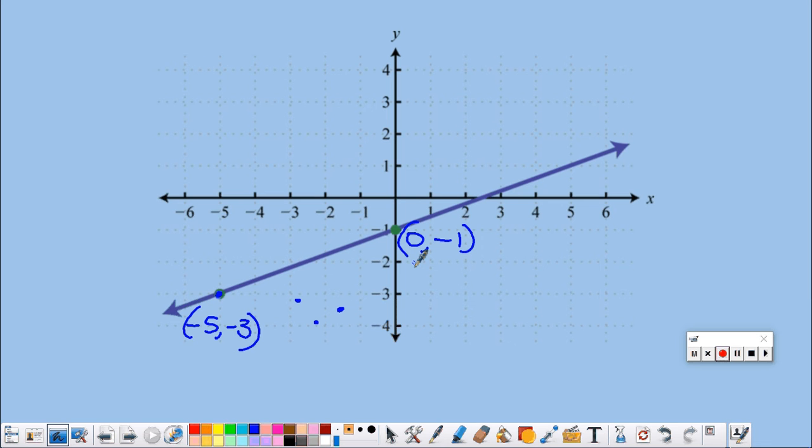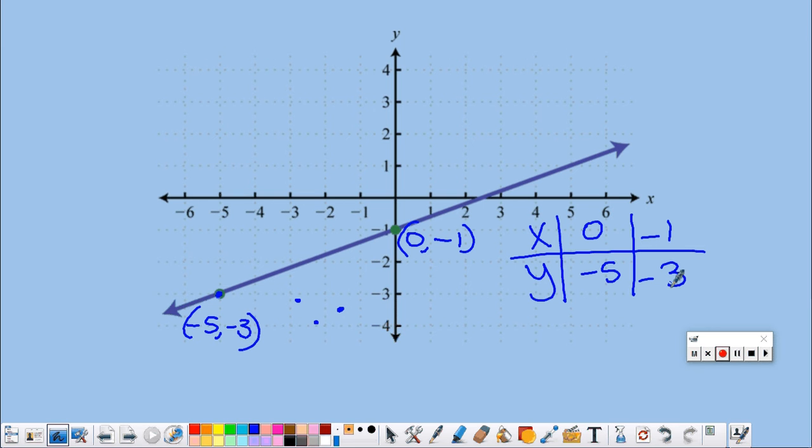What did we do yesterday to find the rate of change of the slope? Put it in a table. Is it the same thing? Yes. Okay, I'm going to put mine in a table, and then we're going to do rise over run. So I've got my x values, 0 and -5, and -1, -3. How much is it changing from -5 to -3? +2. And how much is it changing from 0 to -1? Subtracting 1.